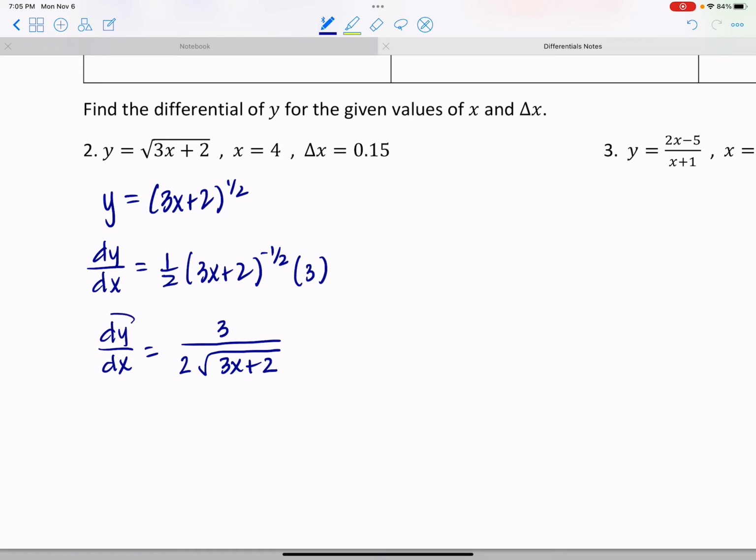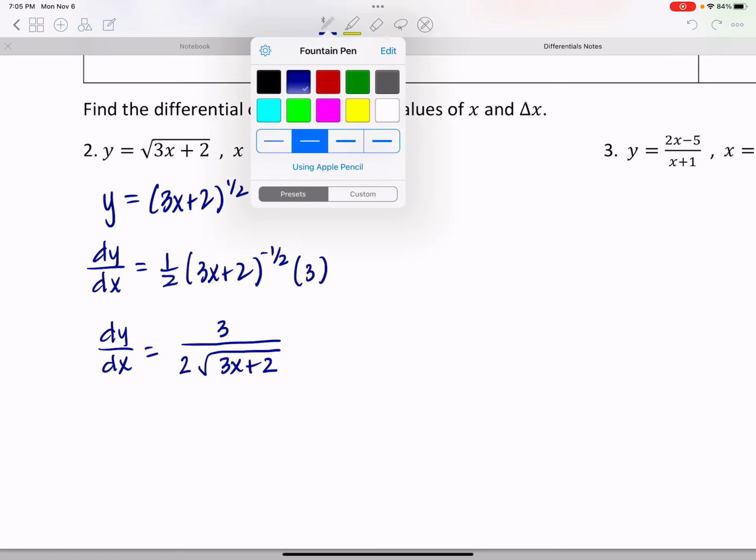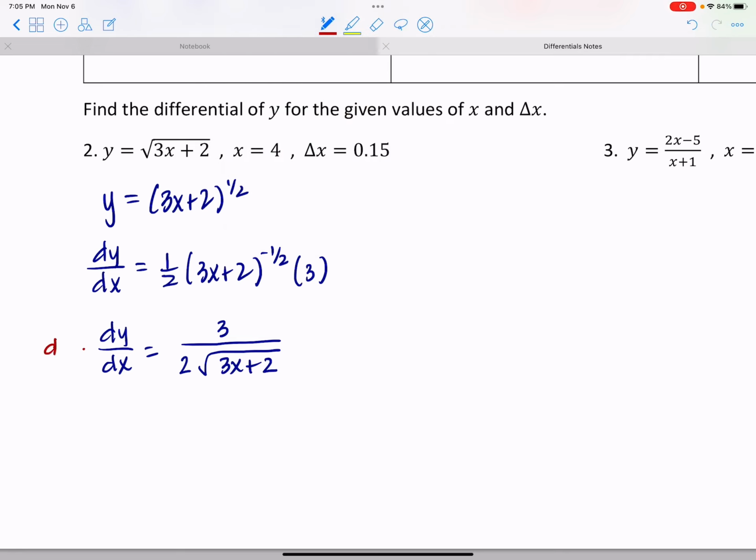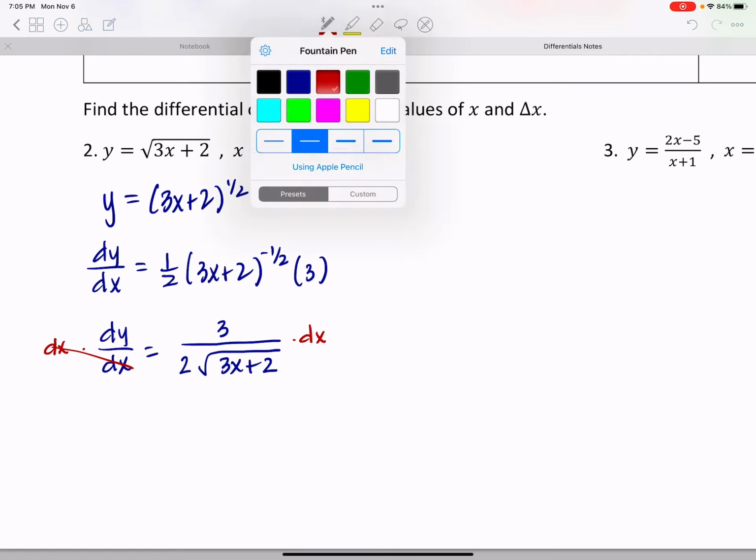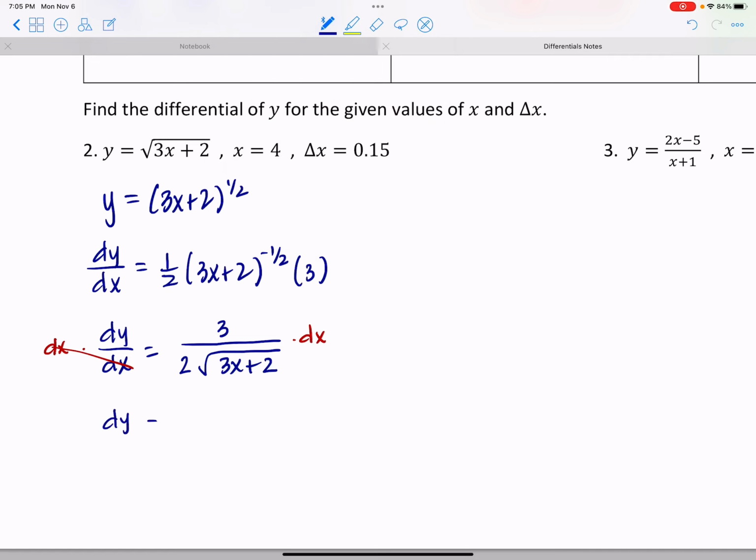Now if I want to know just the differential of y, I'm going to solve for that by multiplying over the dx. So when I multiply this side by dx, and again multiply this side by dx to get dy all by itself, then dy is going to equal, that dx I can leave out to the side there, or I can move it to the top of my fraction, which might be a little bit easier. So now I have 2 times the square root of 3x plus 2 as my denominator. Okay, so that's the equation.